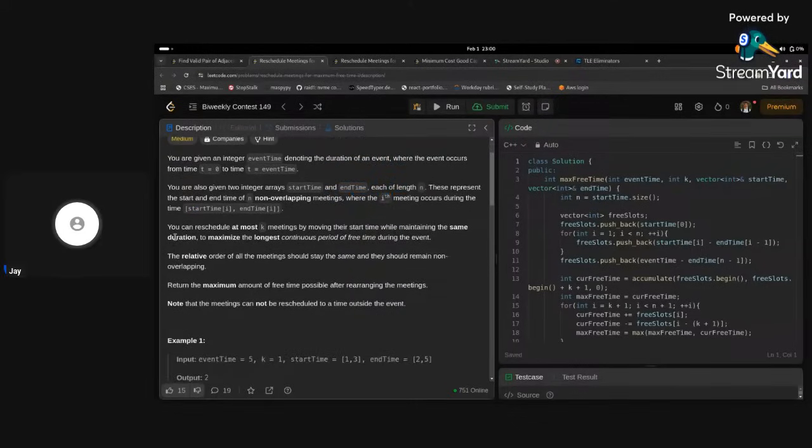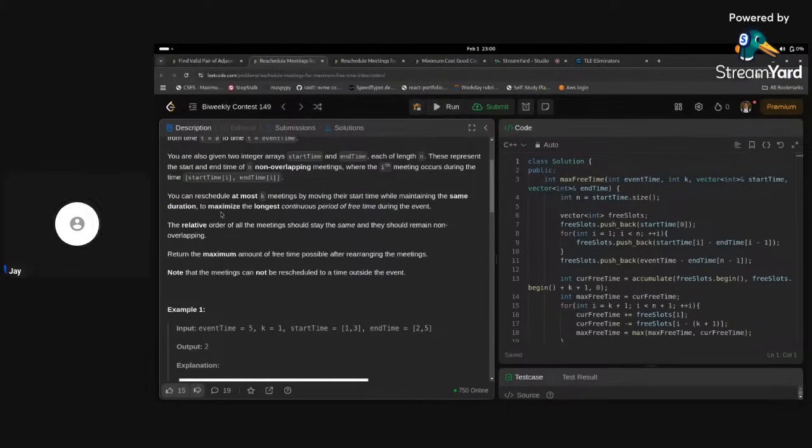We had the option to reschedule at most k of these meetings by moving their start time while maintaining the same duration. So you couldn't change the duration of the meeting. If the meeting was going on for 2 hours, it had to go on for 2 hours, but you could move the start time to somewhere else. We had to move k such meetings such that the longest continuous free time during the event was maximized, and we had to return what this maximum time was going to be.